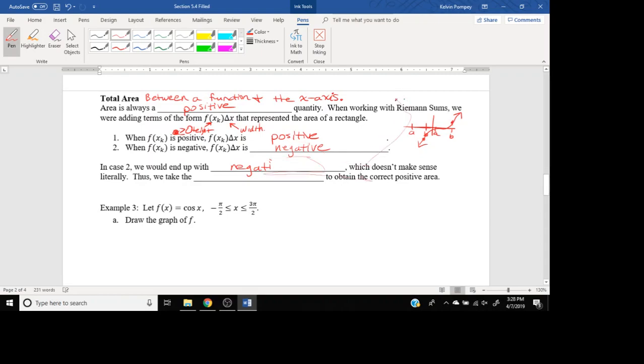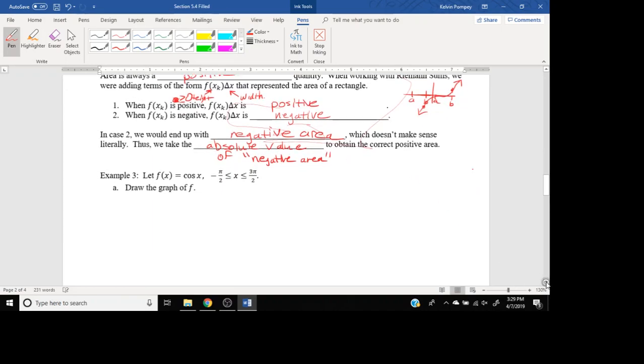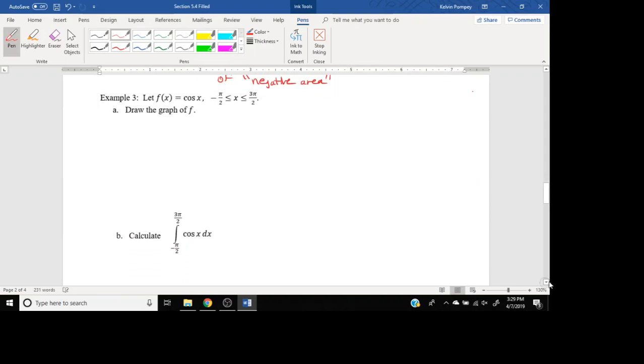All right, we would end up with negative area, which does not make sense literally. Thus, we take the absolute value of the negative area to obtain the correct positive area. And we're going to see this in an example.